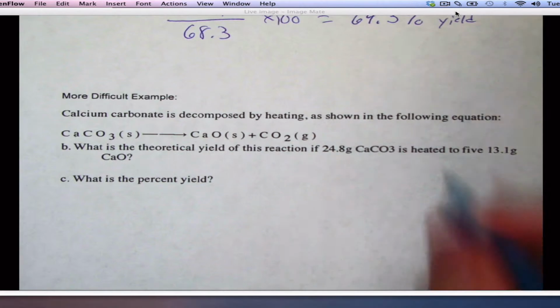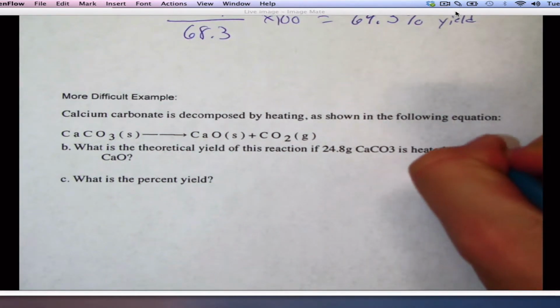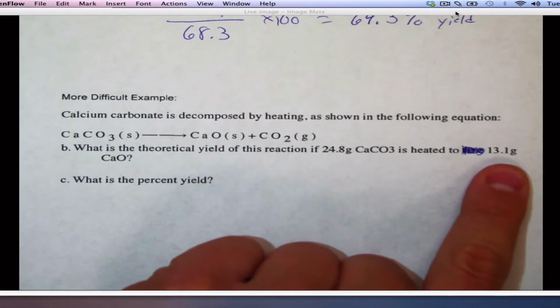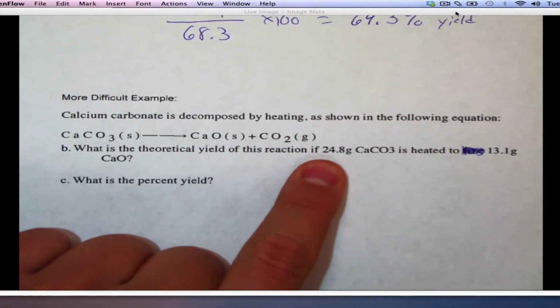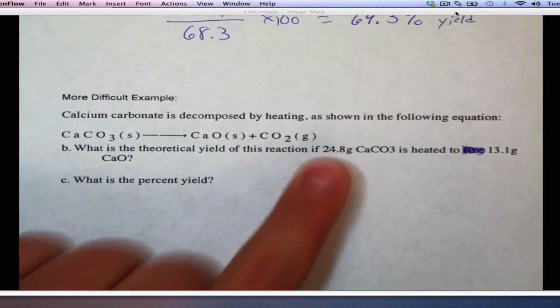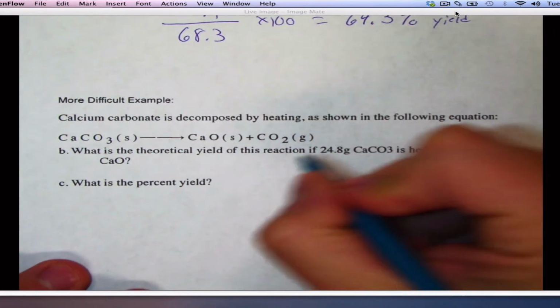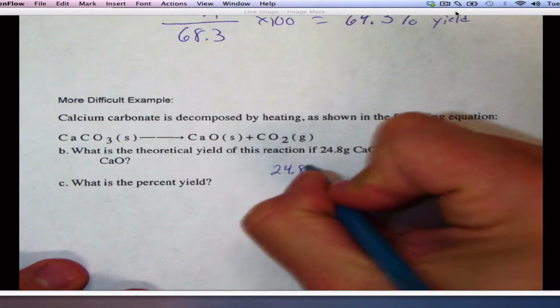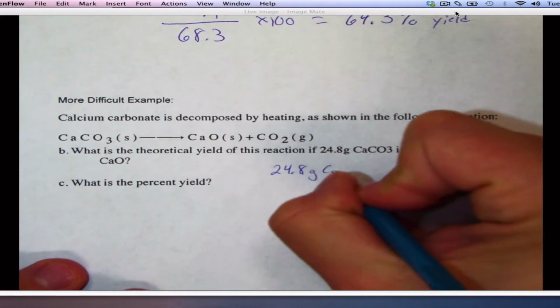I don't know what this is, it must be a typo. Sorry, heated to 13.1 grams. So the first thing we got to do is use a little stoichiometry to figure out how much we should have produced. This is what we actually produced, the 13.1 grams. We got to figure out how much this should have produced. In other words, we got to calculate our theoretical yield. So use our given, 24.8 grams of CaCO3.